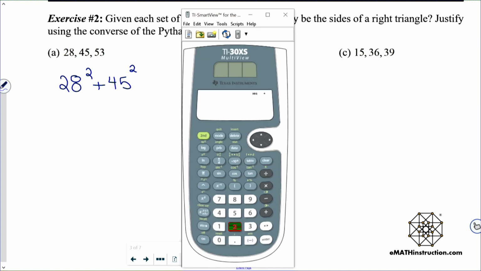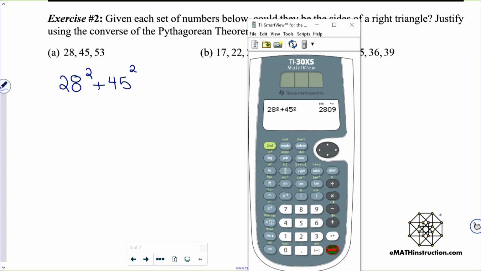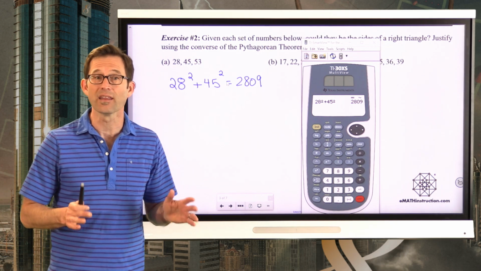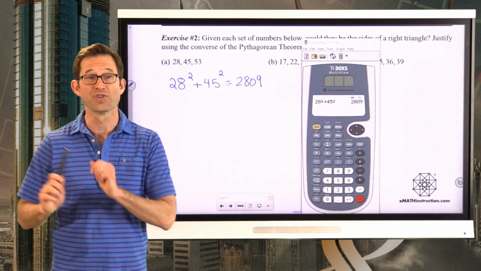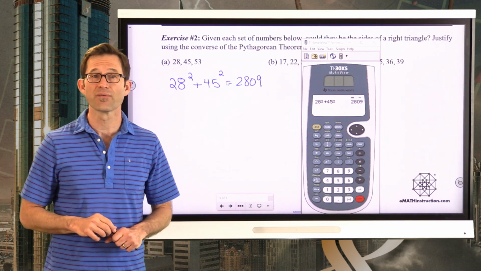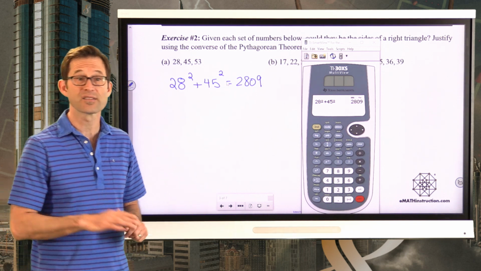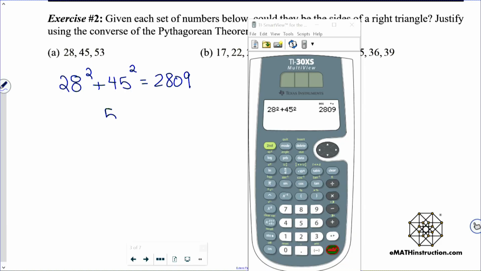So let's see what that is. 28 squared plus 45 squared is 2,809. That's my, if you will, a squared plus b squared. Now the question is, does that equal c squared? If the answer is yes, then these are the side lengths of a right triangle. And if the answer is no, then they aren't. It's that simple. So now let's check 53 squared.